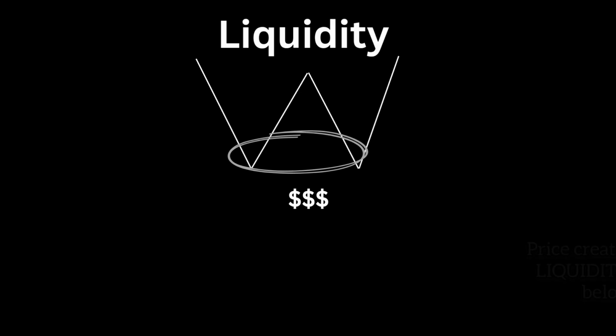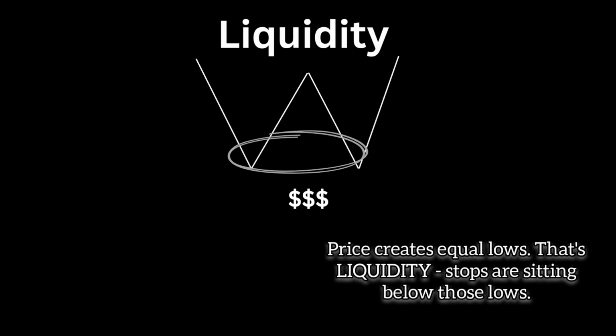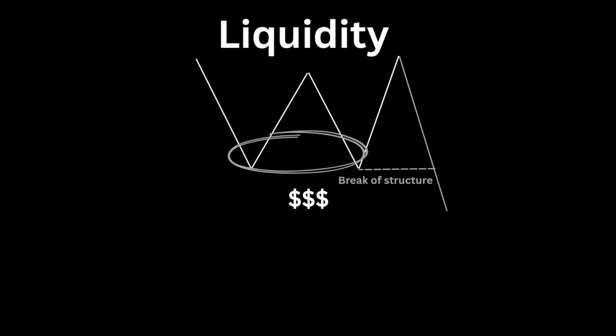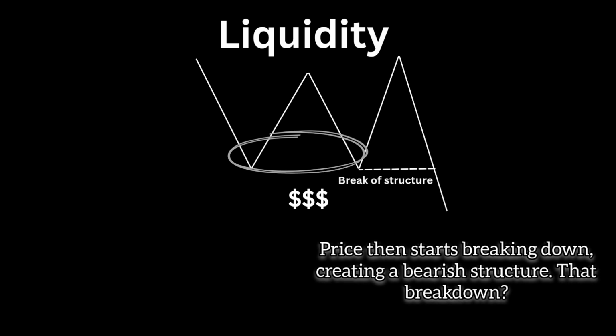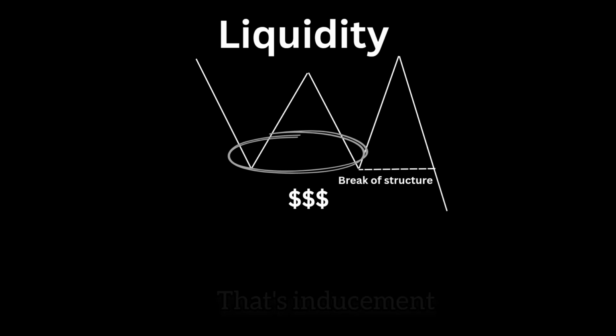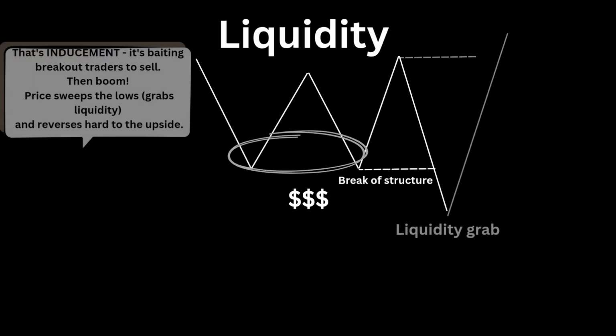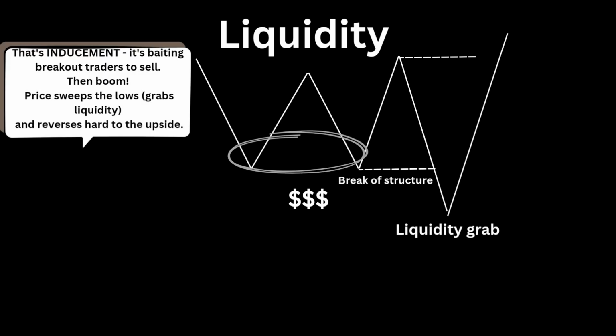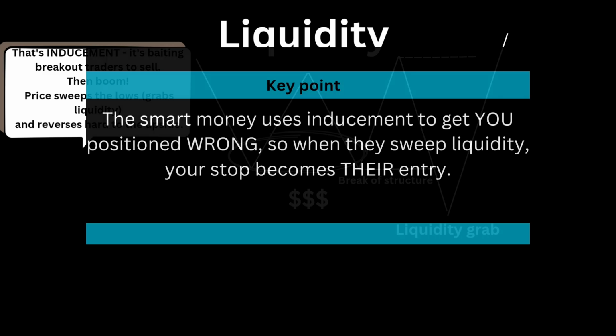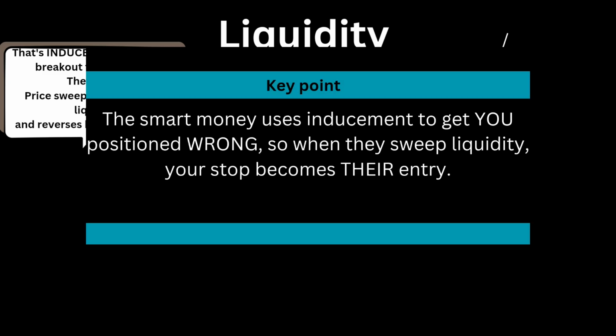Picture this. Price creates equal lows. That's liquidity. Stops are sitting below those lows. Price then starts breaking down, creating a bearish structure. That breakdown, that's inducement. It's baiting breakout traders to sell. Then boom, price sweeps the lows, grabs liquidity, and reverses hard to the upside. Key insight: the smart money uses inducement to get you positioned wrong. So when they sweep liquidity, your stop becomes their entry.